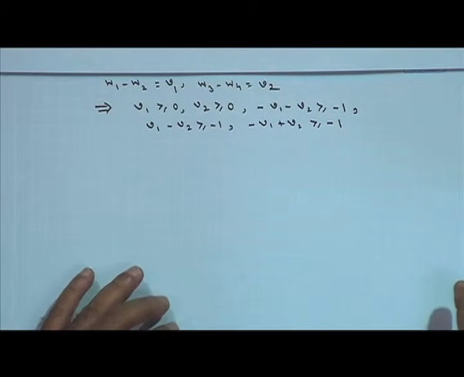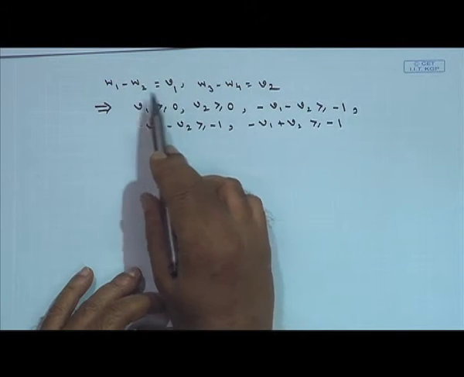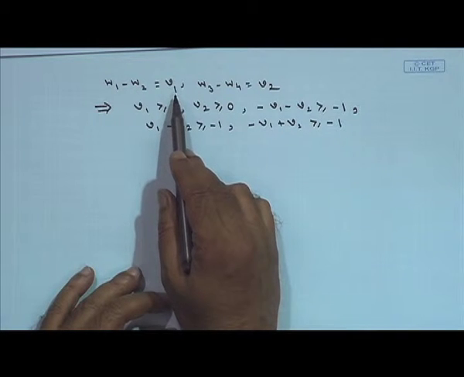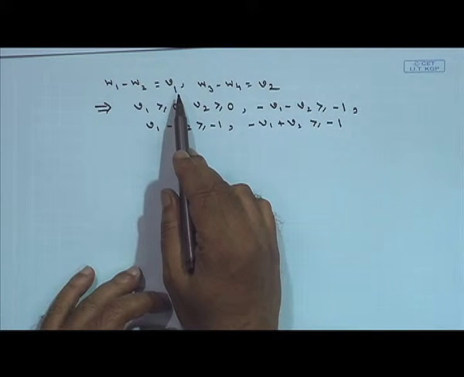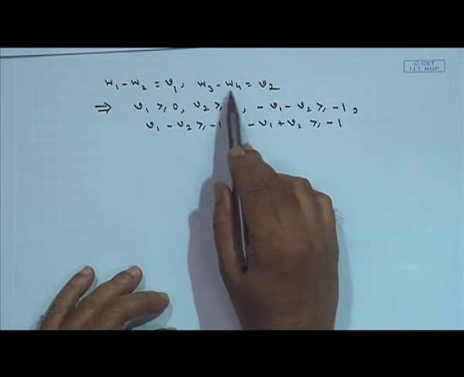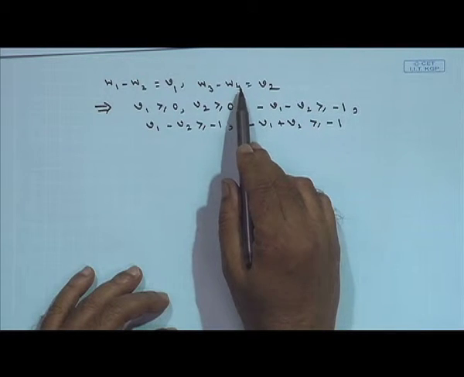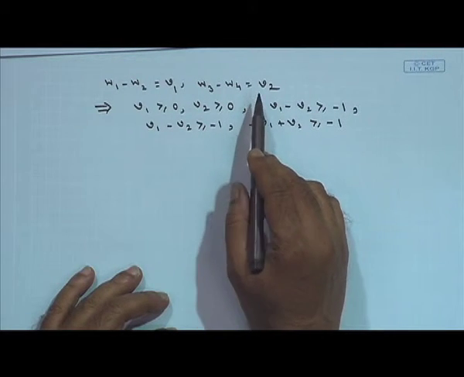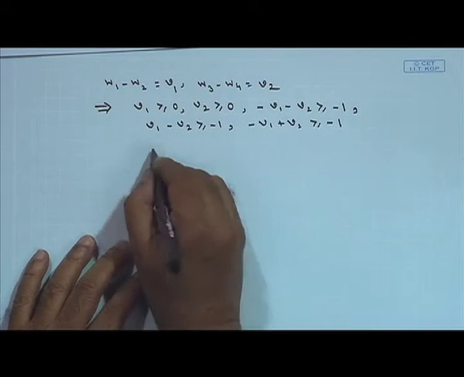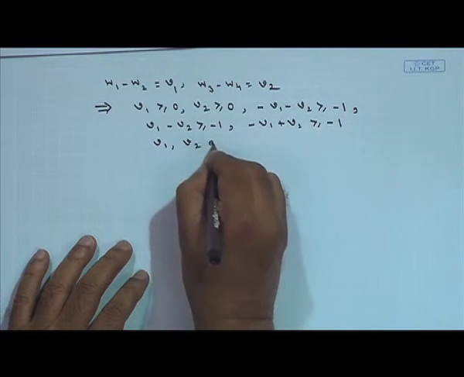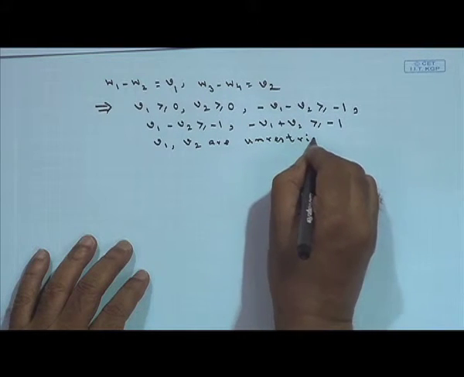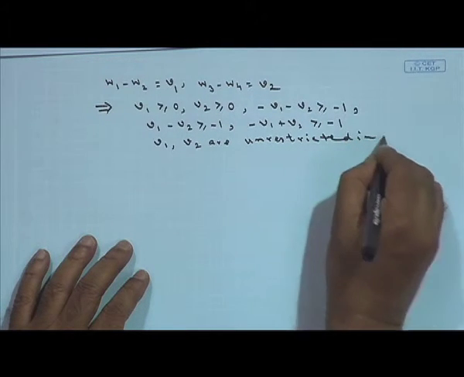And since I have assumed V1 as W1 minus W2, I can't predict what the value of V1 will be; V1 can be positive, can be negative, can be anything. Similarly, for V2 I can't say anything, because W3 and W4 are both greater than or equal to 0, but from there I cannot predict the sign of V2. So, basically V1 and V2 are unrestricted in sign.